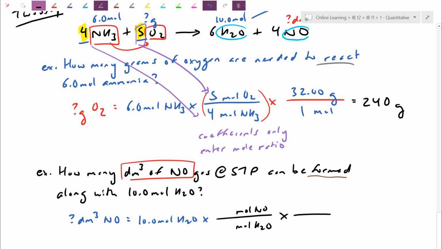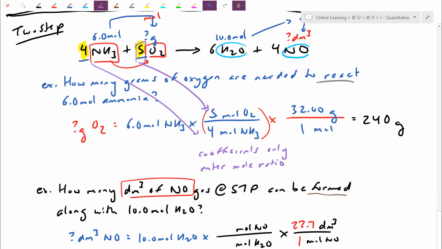And now that I'm talking about NO, this is now going to be moles of NO to how many decimeter cube of NO. Because I know NO is a gas at STP, I can then use the ideal gas law, that molar volume that I got from earlier. When there's a 1 of NO under standard conditions, 22.7. The new conversion here was a balancing here. When there's a 6 in front of water, there's a 4 in front of NO.